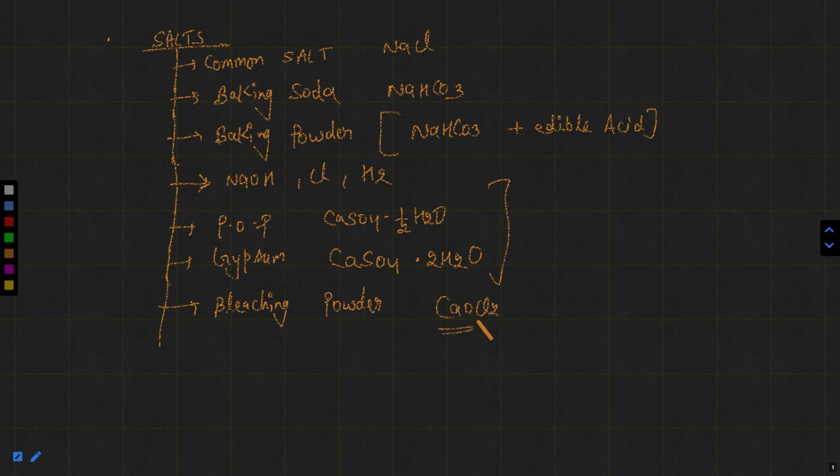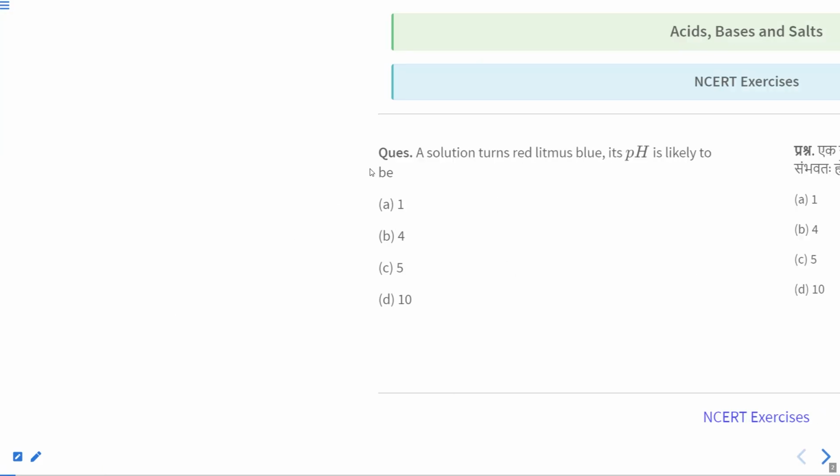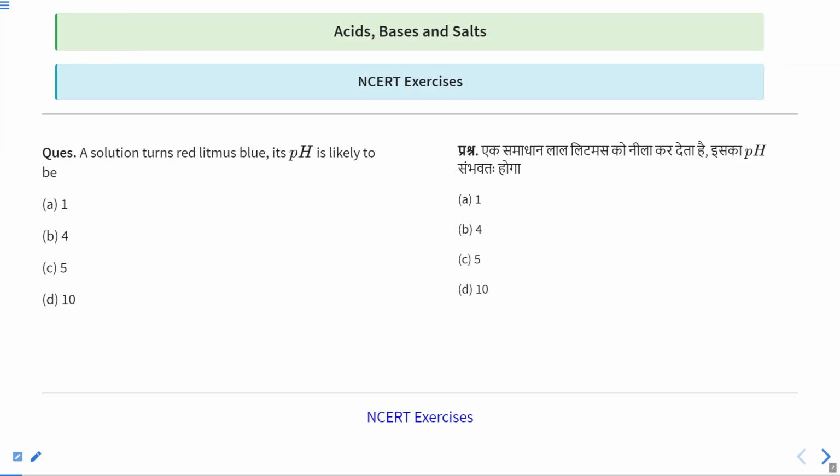And before these salts, we had discussed the importance of pH in our daily life. These points we had discussed in the theory classes. So now I want to move to the NCERT exercise, because now you are aware of the topics we had discussed already, and this is an overview of this chapter, that is acids, bases and salts. So let's move to the exercise, first question. You can see the first question is saying that, I told you already about the pH scale, right?